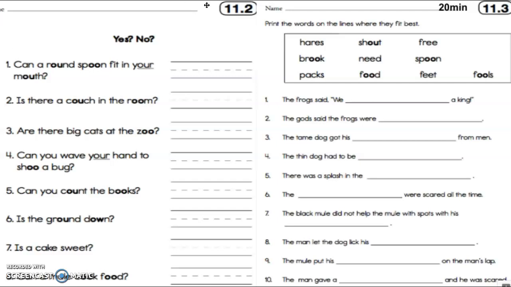The first word, hares, shout, free, brook, need, spoon, packs, food, feet, fools.